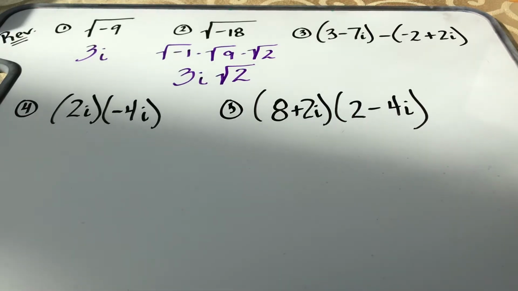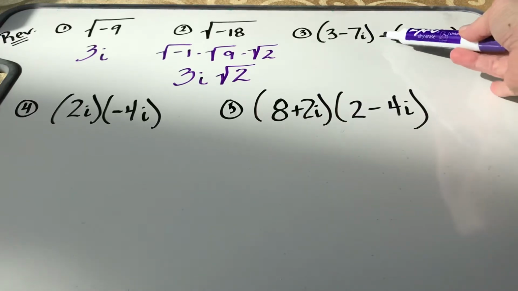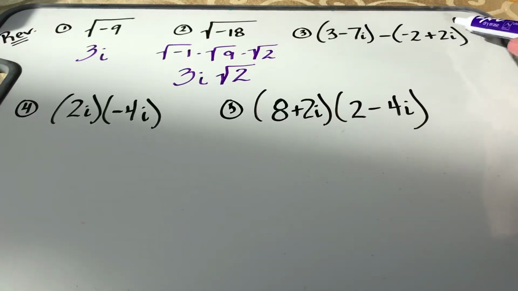Example number 3 is a subtraction problem with complex numbers. I picked subtraction because it's usually a little trickier than the addition. Some of you are making some mistakes on your signs. Remember, any signs in front of the number stay with that number. The subtraction sign still goes with this negative 2. The subtraction sign also goes with this positive 2i, because you're subtracting everything following that subtraction sign.